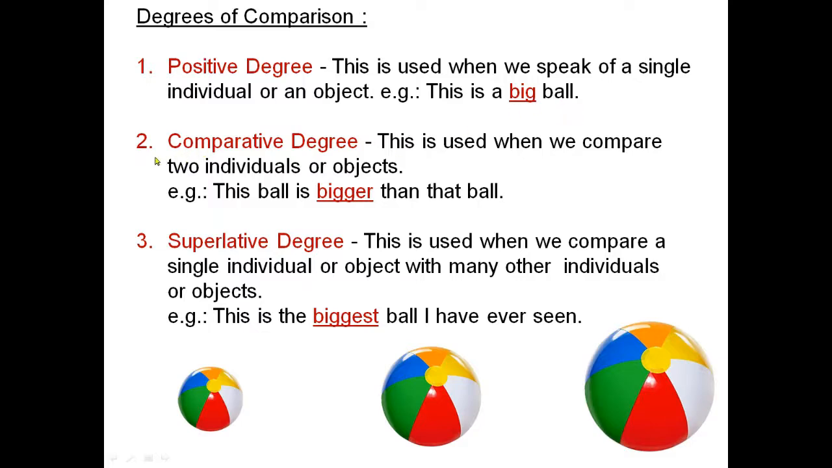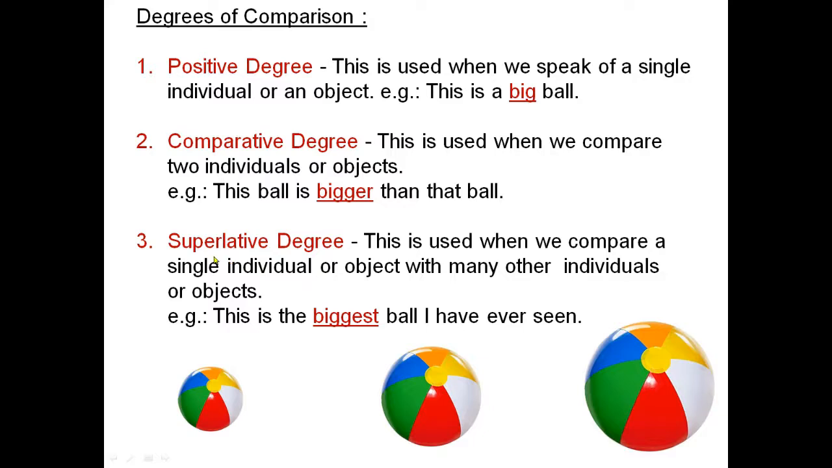The second type of adjective is the comparative degree. This kind of adjective is used when we compare two individuals or objects. For example, this ball is bigger than that ball. Means if you have two balls, how can you compare and speak about those two balls? Then you can say this ball is bigger than that ball. So here we are comparing the given two things by using the word bigger. So big and bigger are two different forms of adjectives which we use in different sentences.